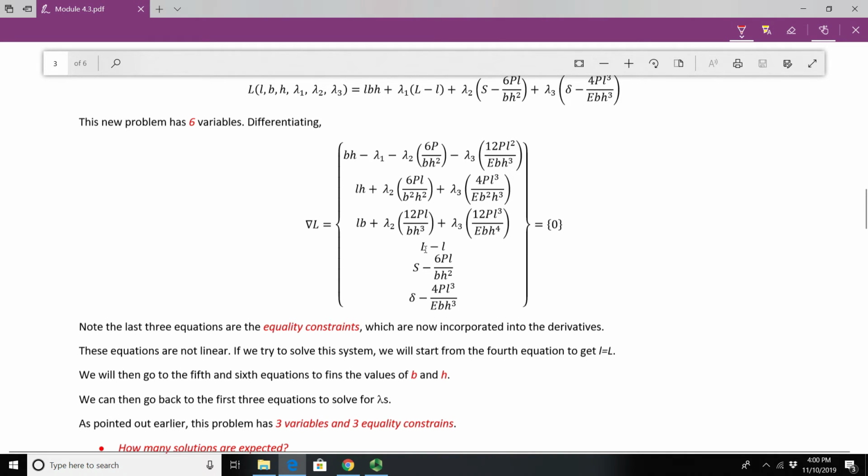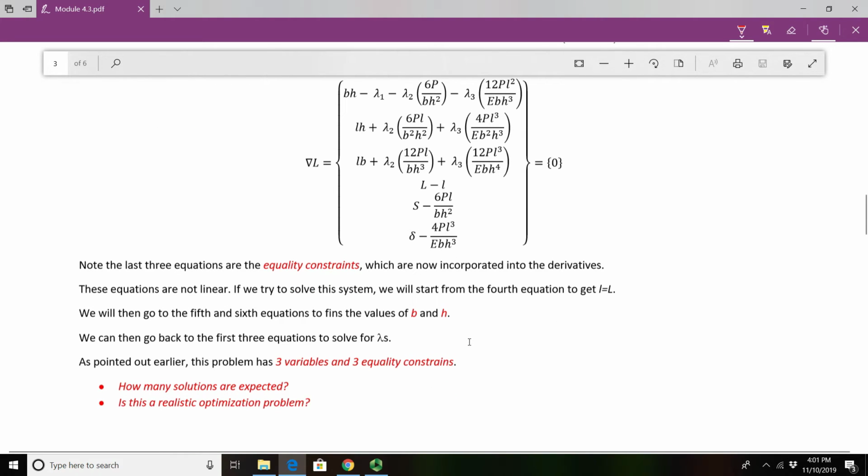I will look at the fourth equation. It tells me that small l equals big L. So that's easy. It is explicit. I need to find b and h, and I can find b from the fifth equation in terms of h. And let's see how we can do that. So basically, we need to solve for the lambdas. And as we said, most probably, this is not a realistic optimization problem because it is a unique solution.